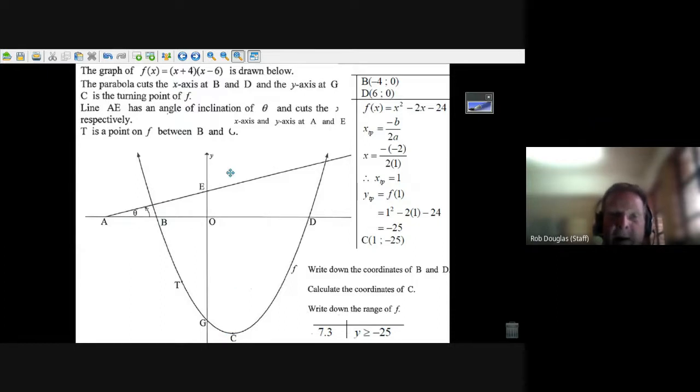Y can be any real number. Y is an element of the real numbers, but it's got to be greater than or equal to minus 25 because it never goes below, like, minus 26. That's not in the range. The range is all the possible values of y. And that's the first part of this question.